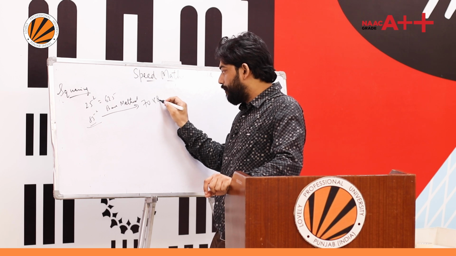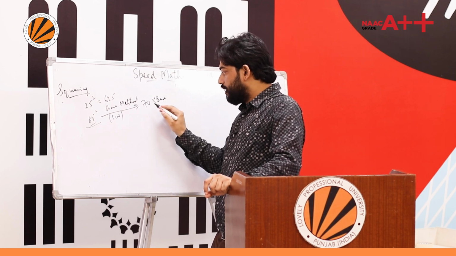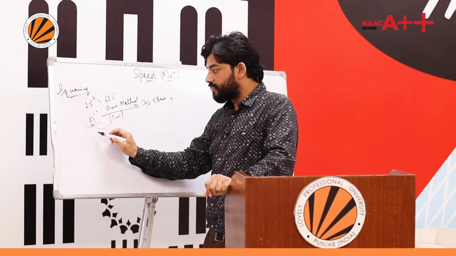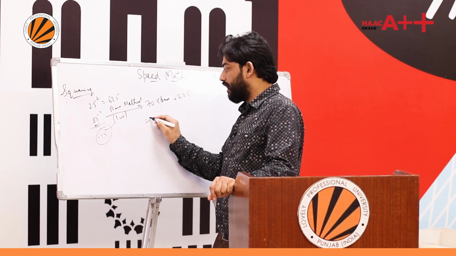It becomes 70. 70 into the base. The base chosen here is 100. 70 into base plus the deficit squared. The deficit was how much? 15. Now the square of 15 is 225. So add that to 70 into base. It becomes 7225. As simple as that.